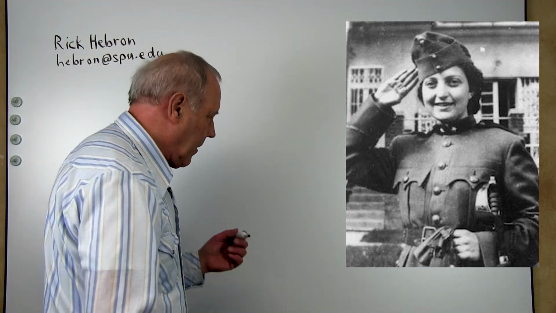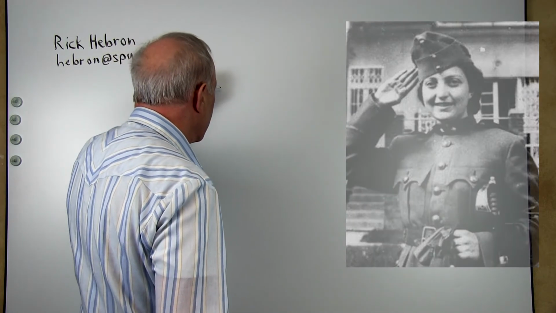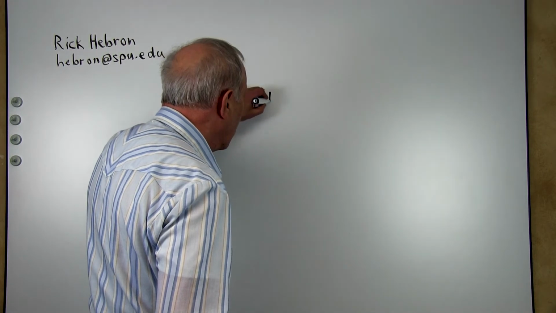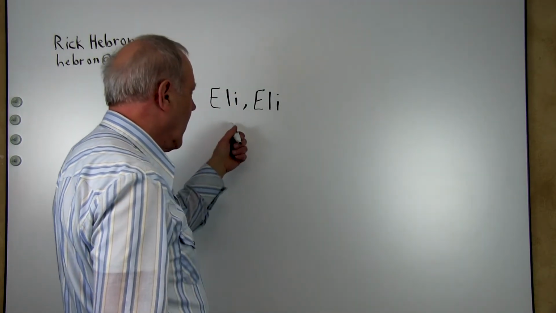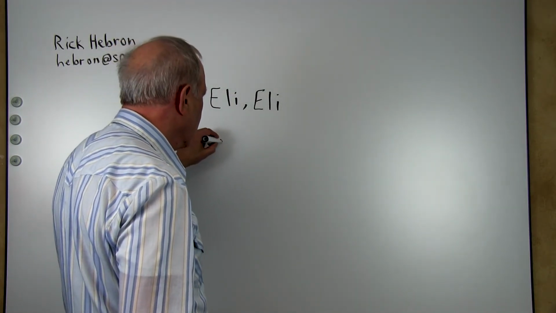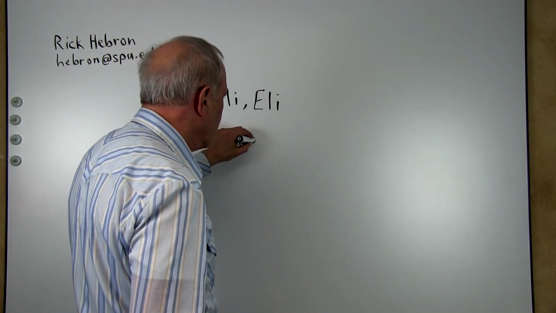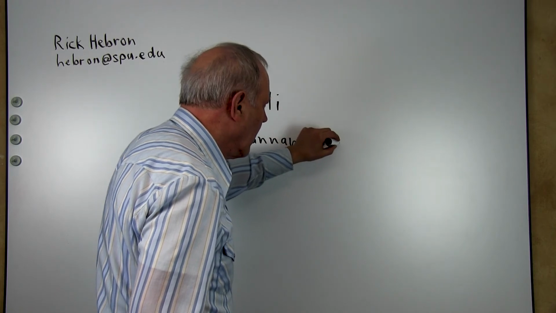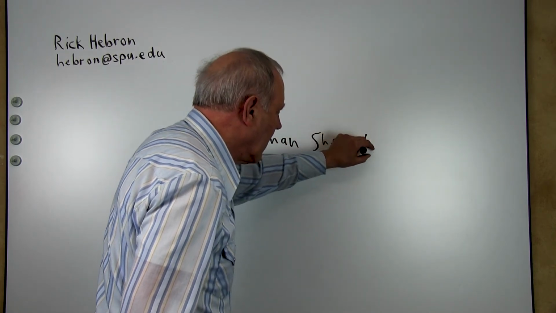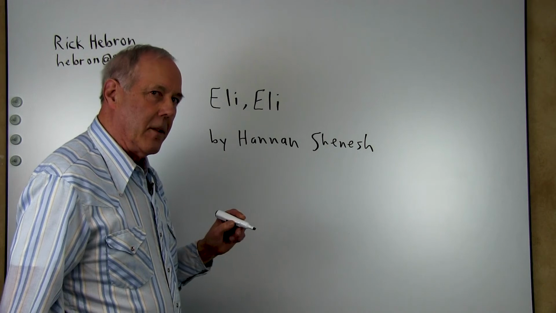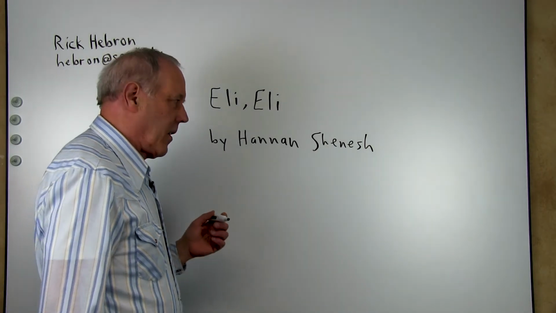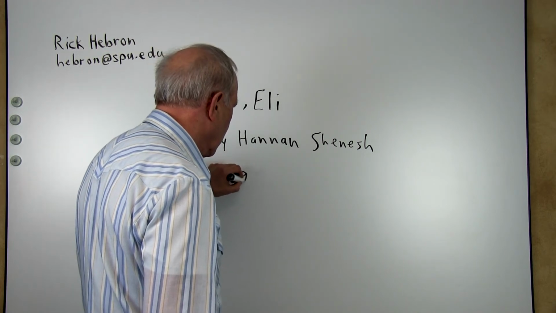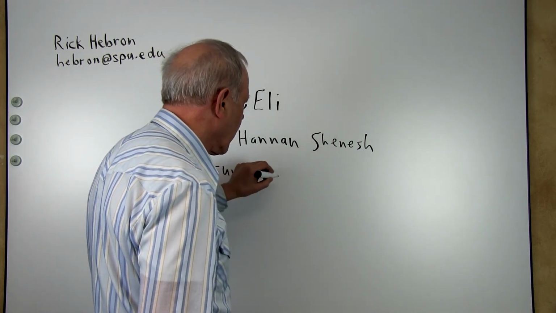Eli, Eli, written by Hannah Samich. This means, my God, my God. And we're going to include a sung version of this with this lesson, sung by Brigitte Wechsler.